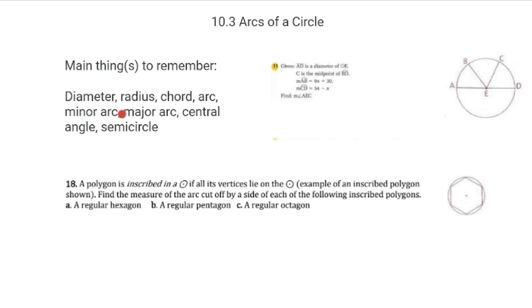Minor arc, an arc less than 180 degrees. Major arc, greater than 180 degrees. Central angle is an angle from the center of a circle. And a semicircle is just half a circle. And then these are some problems as well, right here and right here. That should help you better your understanding of the section.